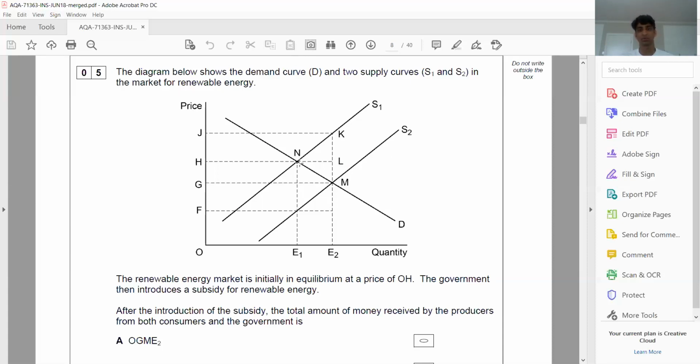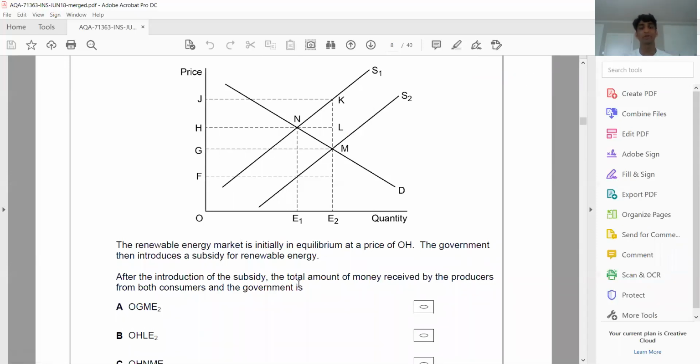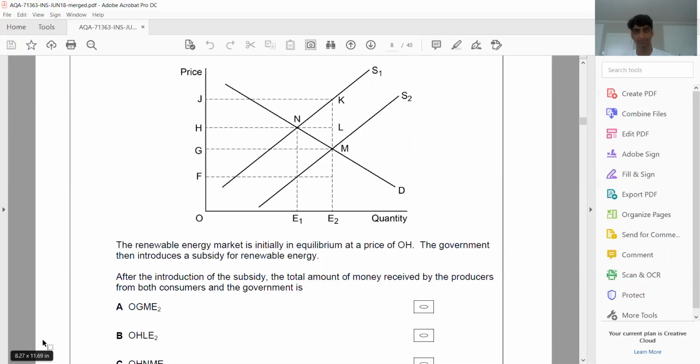And we have a new equilibrium at the meeting point M, culminating in the price G. So the equilibrium price has changed from H to G. Now the question at hand is: what is the total amount of money that I have been paid as a producer from both the consumer and the government?